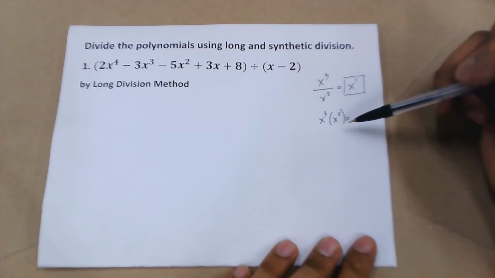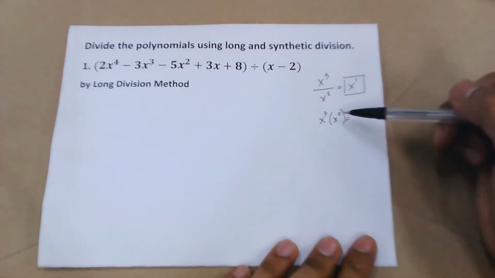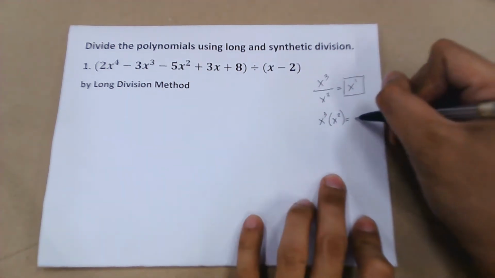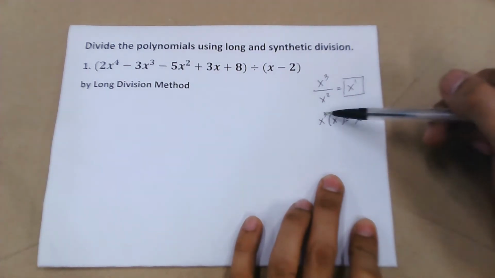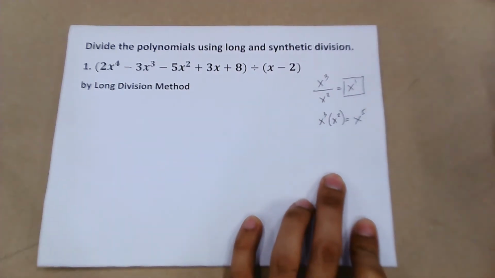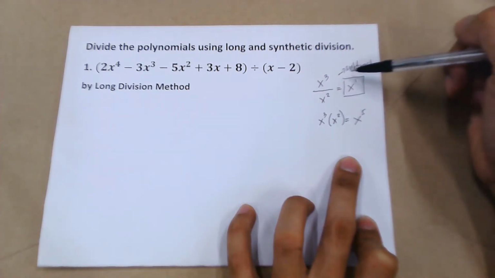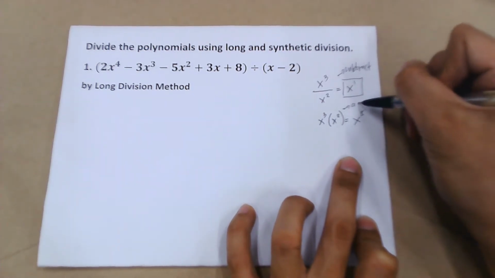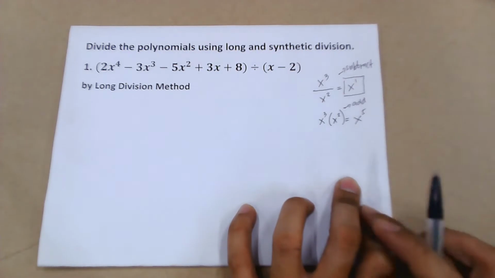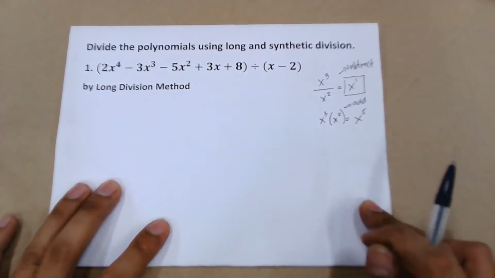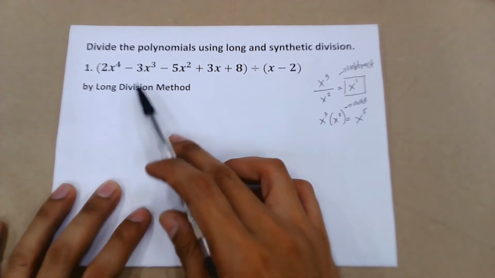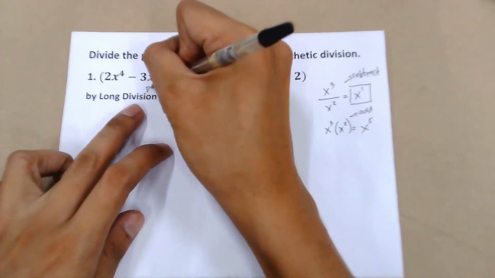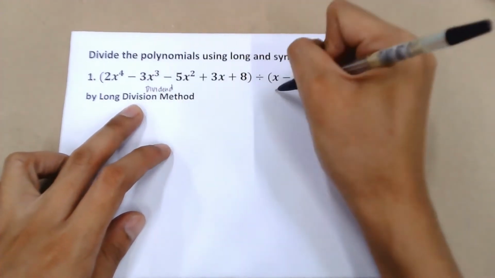How about when you are going to multiply expressions? We have x cubed times x squared, that is x to the power 5. Simply, you will add the exponents. So we subtract the exponents when dividing polynomials or expressions, and we add the exponents when multiplying expressions. Let's now proceed to dividing polynomials. This is the dividend, and this is the divisor.